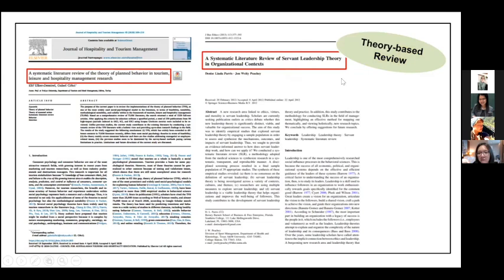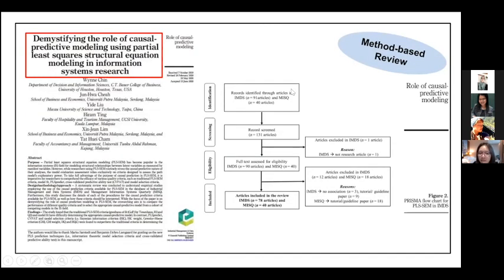And this is the example for the theory-based review. For example, this article published in the journal Hospitality and Tourism Management discusses the use of TPB, and we also have this one on servant leadership theory in the organization context. And the next one is the method-based review paper, which discusses the use of partial least squares in structural equation modeling, and this review is specific to information system research. So these are some of the papers that you can go through if you want to get some idea for your SLR paper.